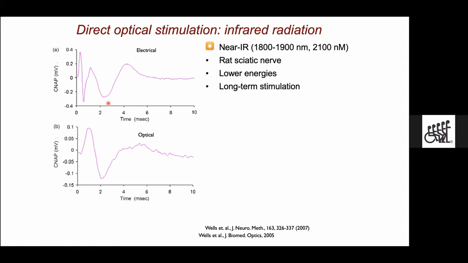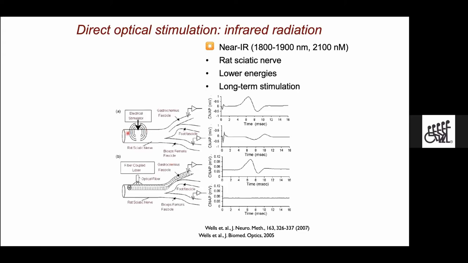And what he found is that whenever he switched the laser to around 2100 nanometers, just like an electrical stimulation produces an action potential, a compound response in the nerve, he would get an optical response as well. And then he would see a muscle twitch. And so they realized that there might be something going on over here that's more than just potential for an ablation, but rather maybe a mechanism for stimulation.